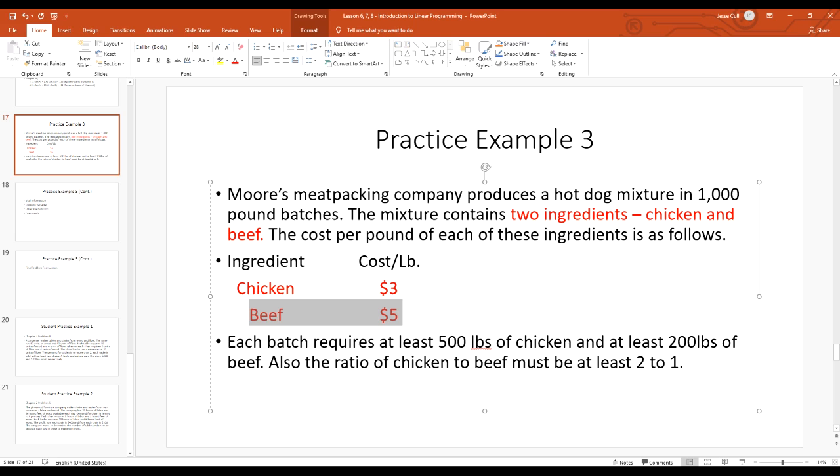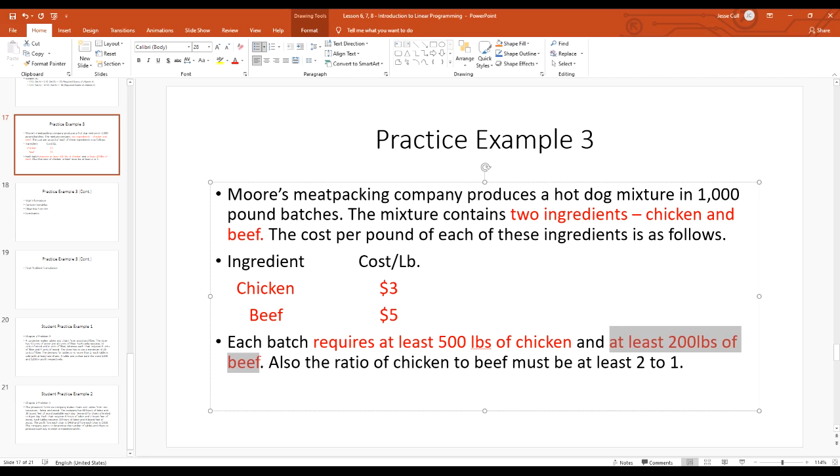So continuing on, each batch requires at least 500 pounds of chicken. If it requires, that is a limitation or a rule or a necessity. This is something that we cannot ignore. So that is clearly a constraint. It also requires at least 200 pounds of beef. So again, we have a limitation. If it is less than 500 pounds of chicken, it's not possible. If it's less than 200 pounds of beef, it's not possible.